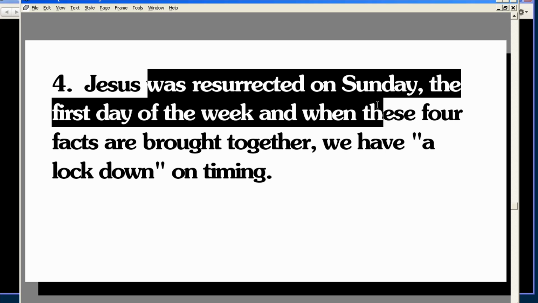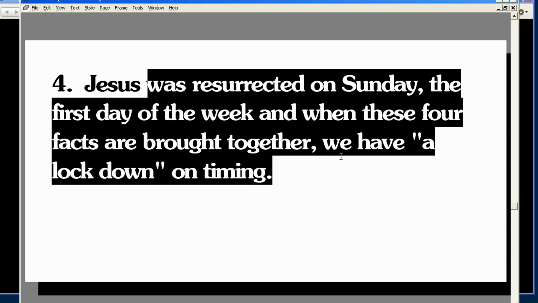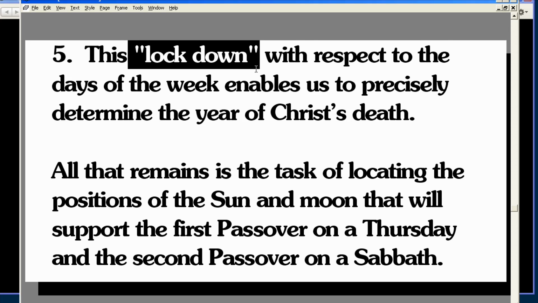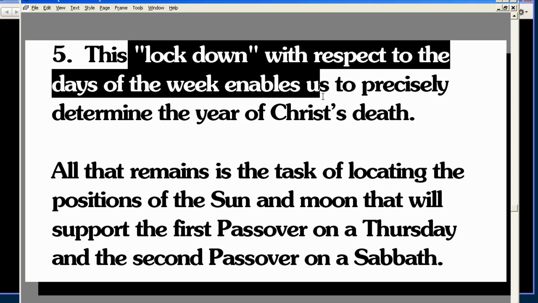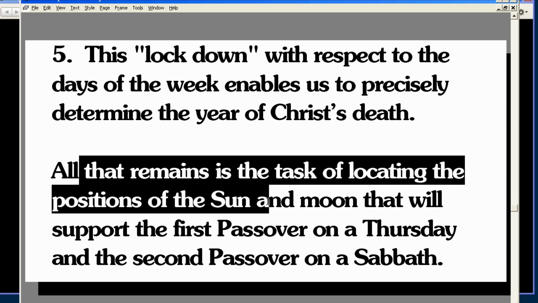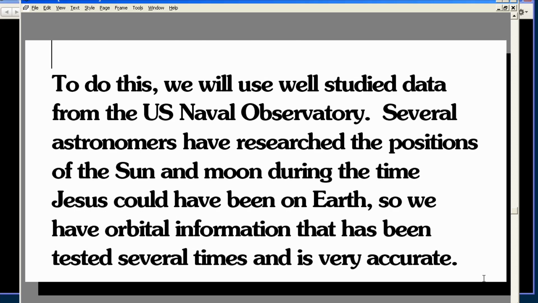And when these four facts are brought together, we have a lockdown on timing. This lockdown, with respect to the days of the week, enables us to precisely determine the year of Christ's death. All that remains is the task of locating the positions of the sun and the moon, and that will support the first Passover on a Thursday and a second Passover on a Sabbath.